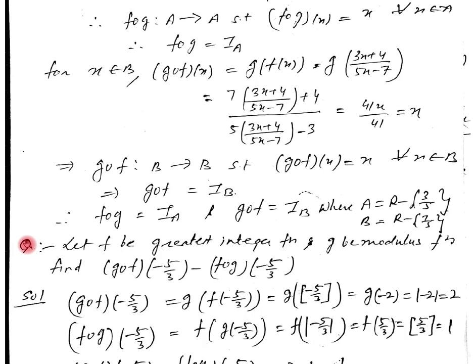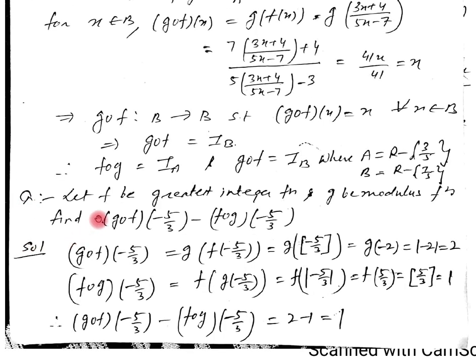Now let us see the next question. Let f be the greatest integer function, g be the modulus function. We have to find out the value of g composition f of minus 5 by 3 minus f composition g of minus 5 by 3. This is one of the important questions, can be asked as a 1 mark question. Now we have to find out this value.